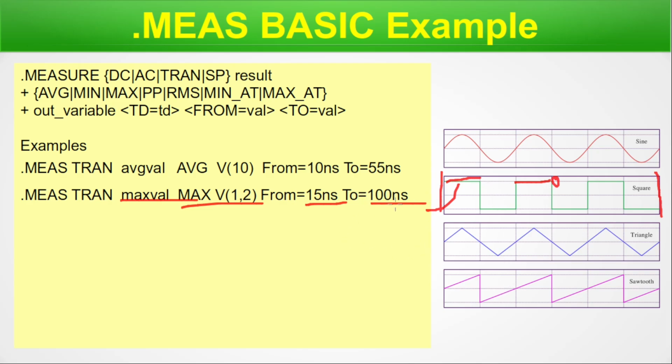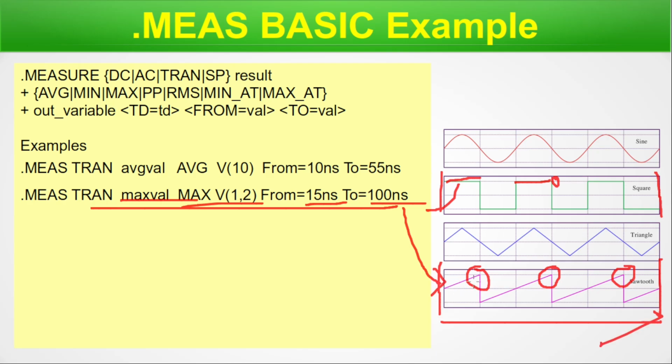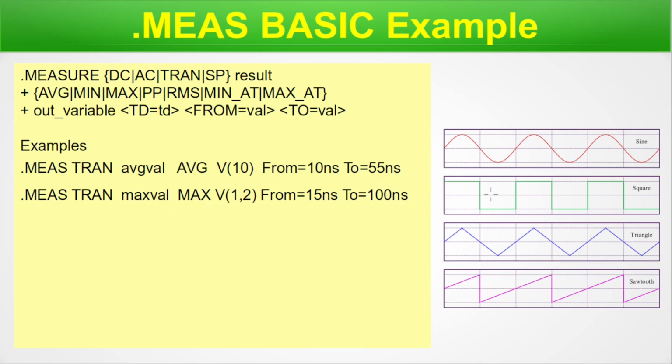And if we apply, rather than a square wave, a sawtooth wave, this is much more applicable because here we are getting a maximum value. Here is the maximum value. So if we superimpose this kind of measurement on a sawtooth wave, what we will find is that within this time window, these are the 3 peaks, 1, 2 and 3, and say this is the maximum peak. So we will get the maximum value using this particular dot measure command.